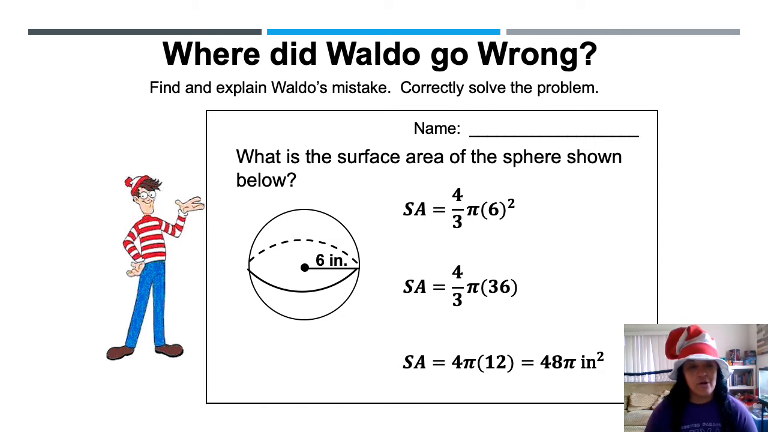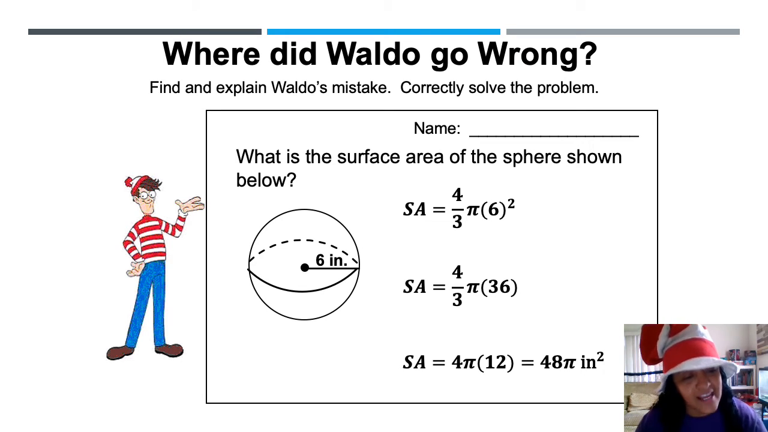All right, so let's get rolling. Back to my boy Waldo. Let's see, where did he go wrong? So we're going to find and explain Waldo's mistake and correctly solve the problem. What is the surface area of the sphere shown below? Surface area equals 4.